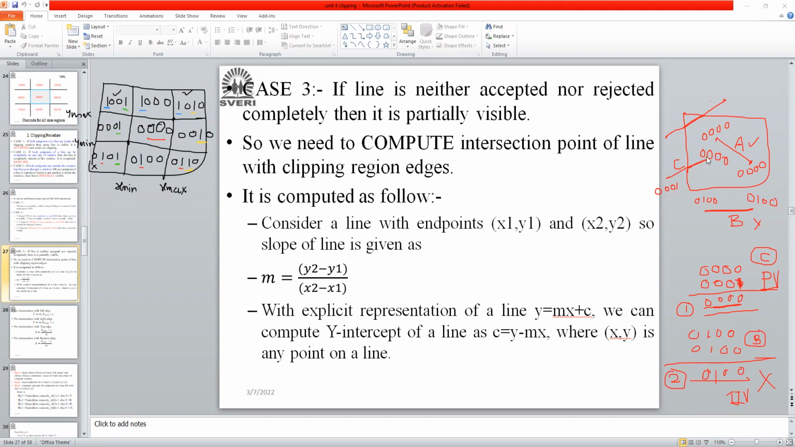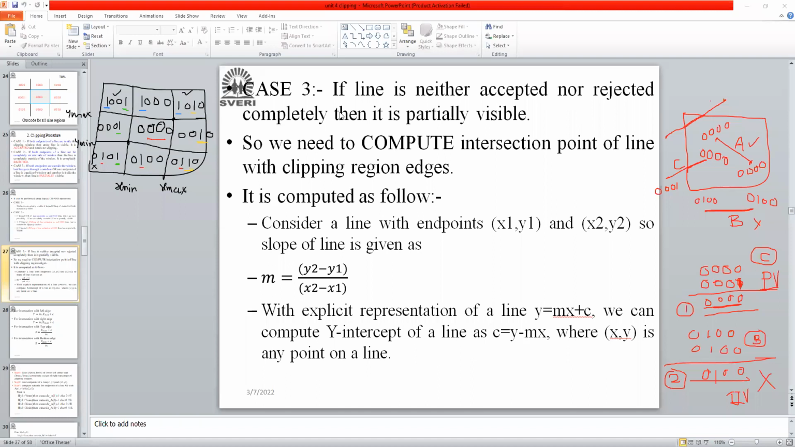Only then will we do the clipping. So let us see how to clip. We will see the clipping in this case. So if a line is neither accepted, that means not totally visible, nor rejected, means not totally invisible.